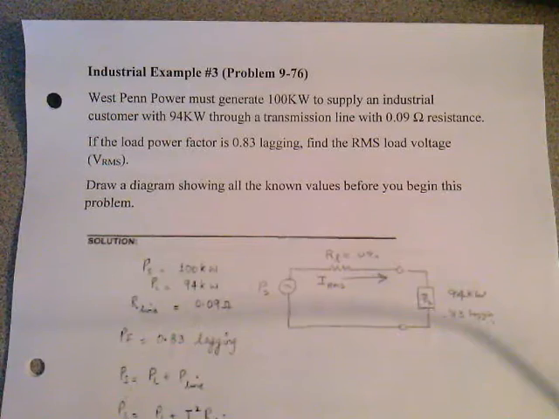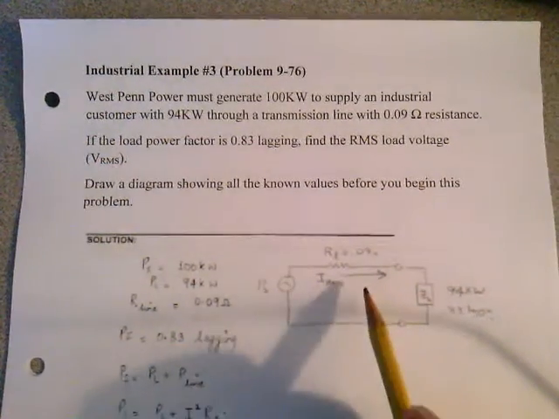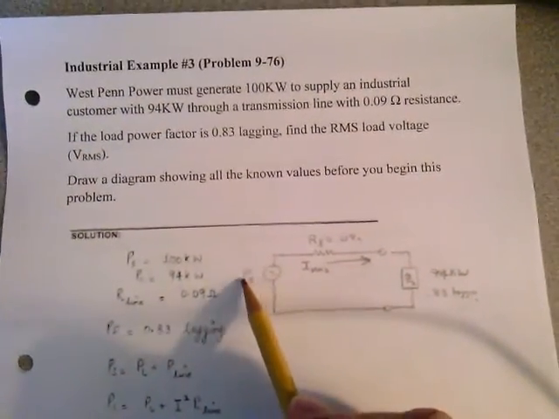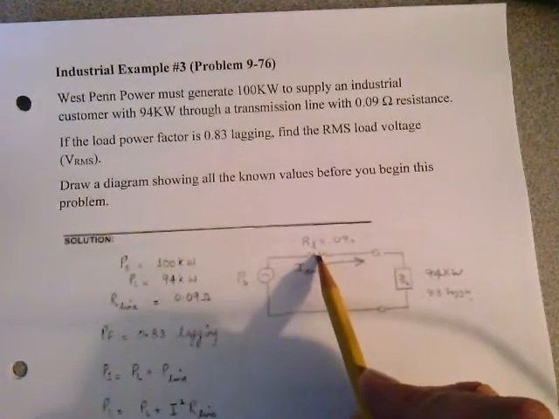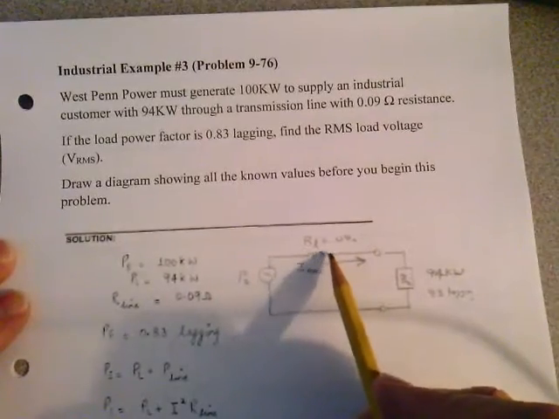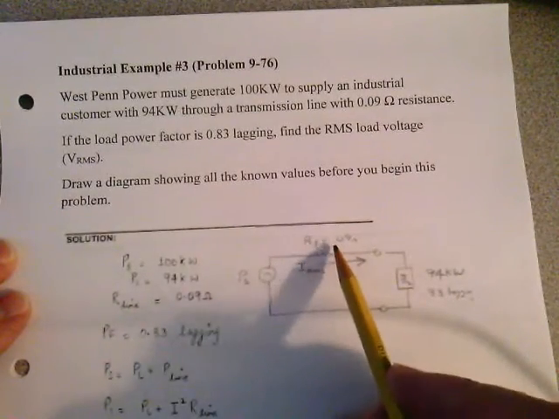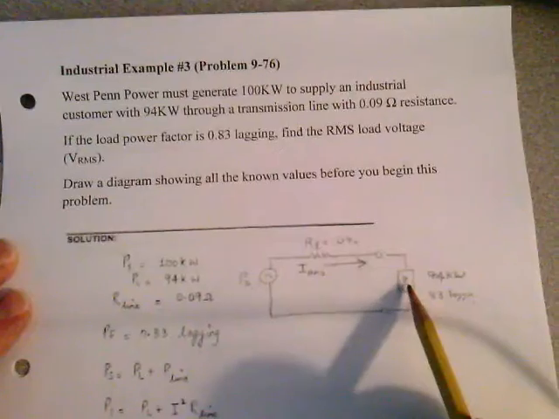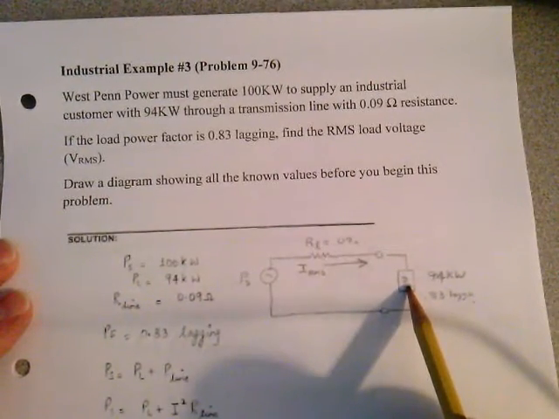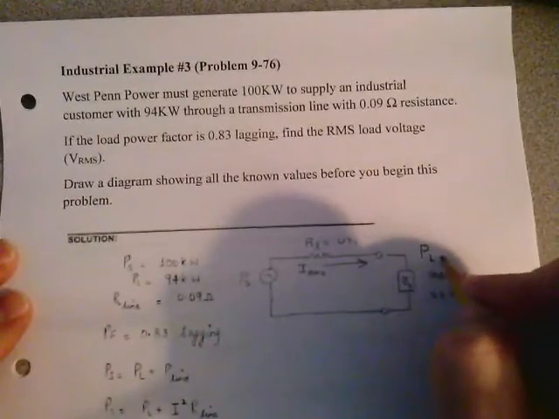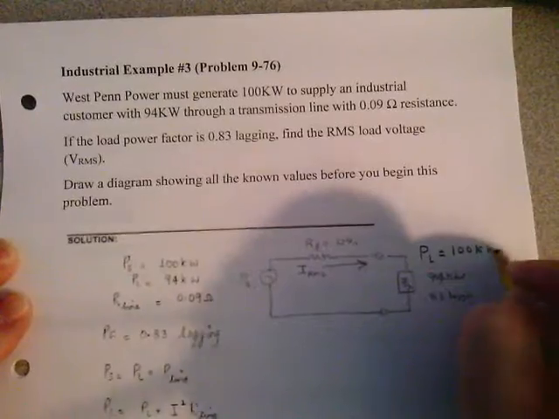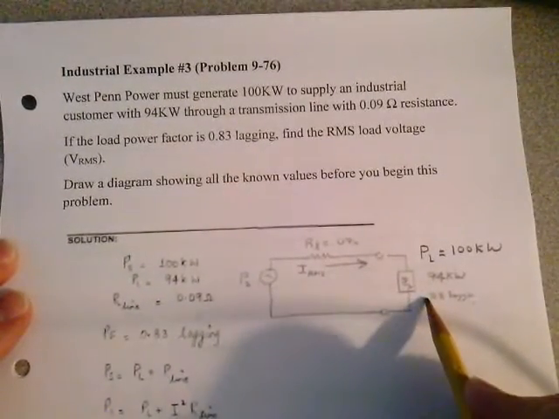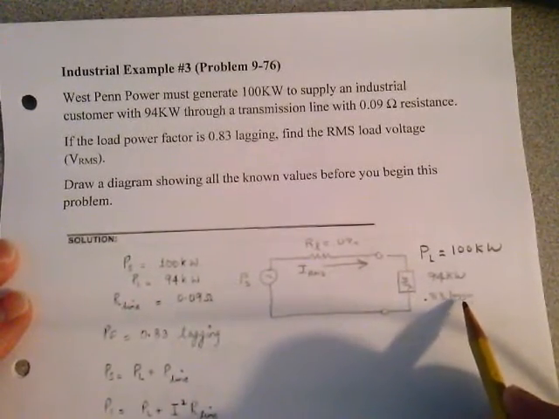Don't forget to draw that diagram. So I drew a diagram here. I have the power supplied, P sub S here. I show my line resistance. It's distributed resistance. I just put a resistor there. R sub L is 0.09 ohms. Here's my load. My load out here, they say, is power in the load. Average is equal to 100 kilowatts at a 0.83 lagging.